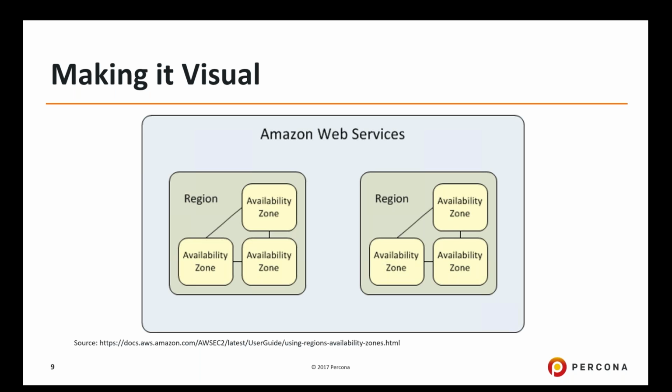Now, this is how we can make it visual, and I took that image from Amazon Web Services, but pretty much other clouds are typically designed similarly. Where you can have multiple regions, each of which would have several availability zones available within a given region.